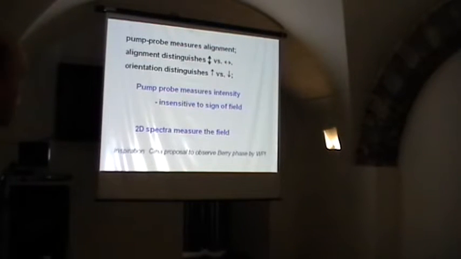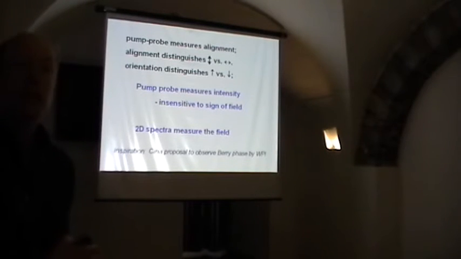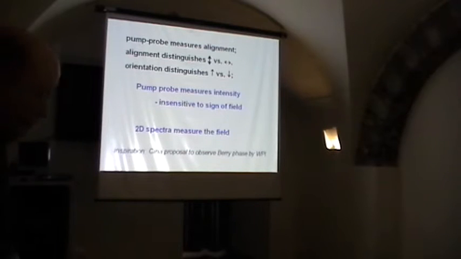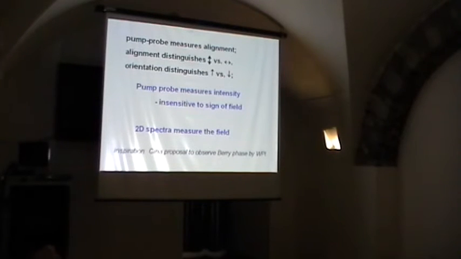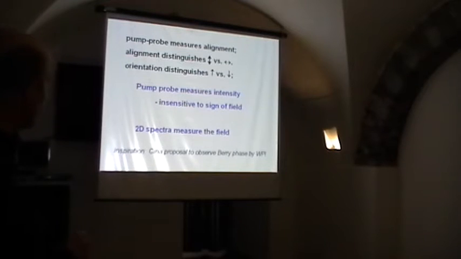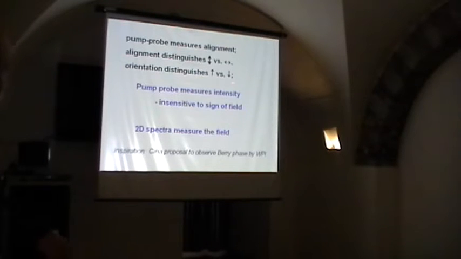So now I'll move to a part of this that we don't understand. This is connected to the 2D spectroscopy of this system. And so the motivation here for doing the 2D spectroscopy is that pump probe measures alignment, up, down versus left, right. But orientation distinguishes up versus down. And the pump probe really is measuring alignment. And 2D spectra measure a field, which might give you some information about this up-down thing.